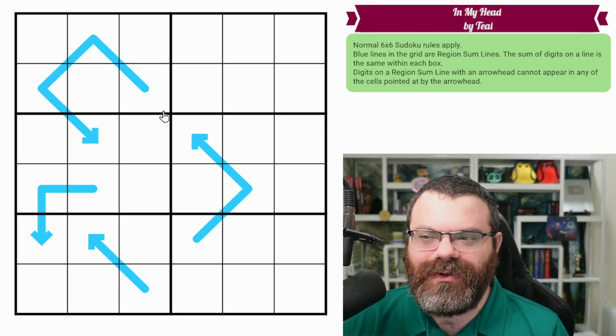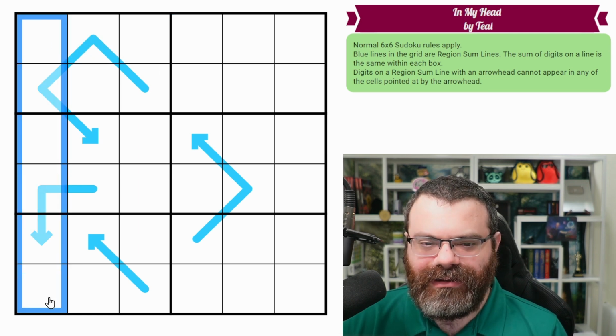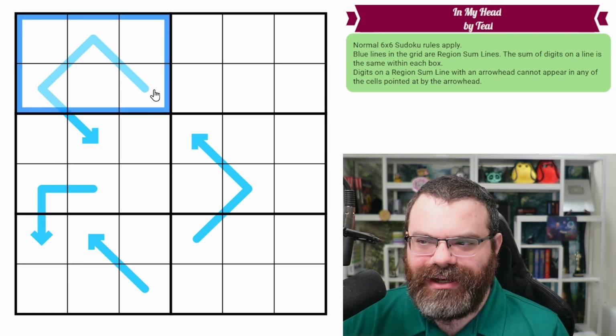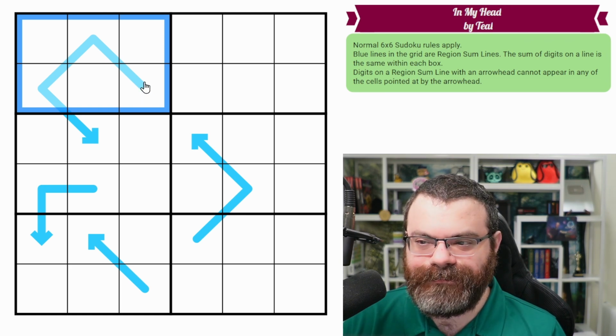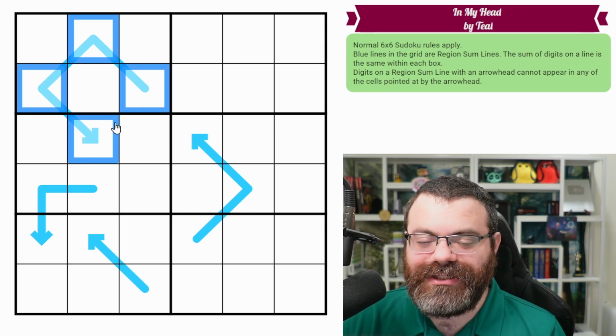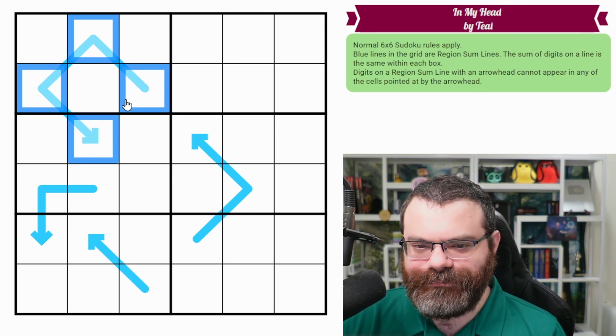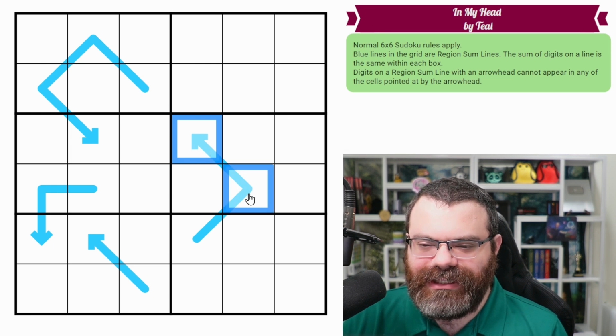We do have normal 6x6 Sudoku rules, meaning in every row, every column, and every 2x3 box, we are placing the digits 1 to 6 exactly once each. We also have these blue lines in the grid. These are called region sum lines. Ignore the arrowhead for now. That's a separate rule that we'll go over. So let's just take a really simple example.